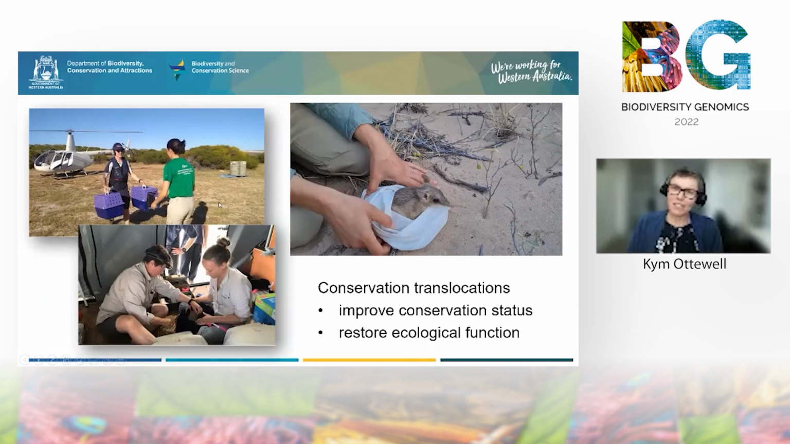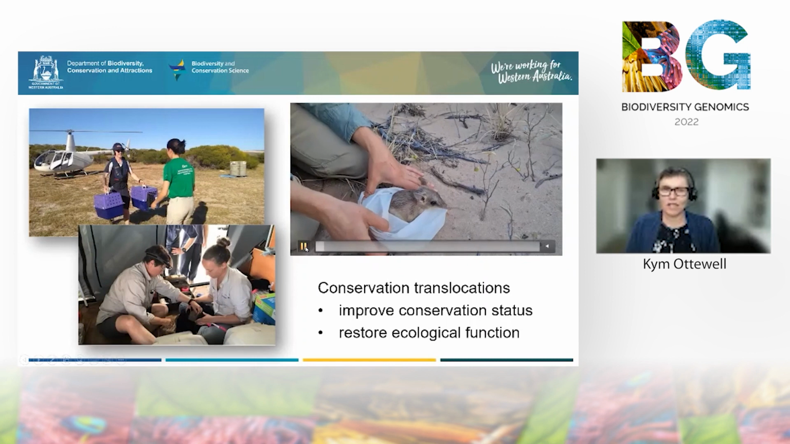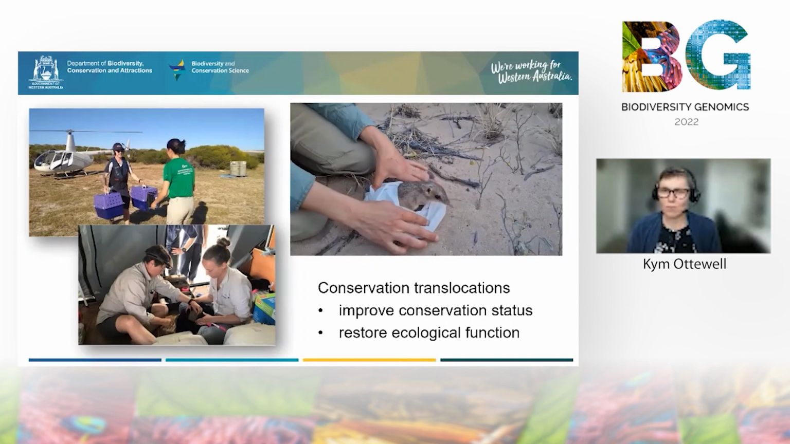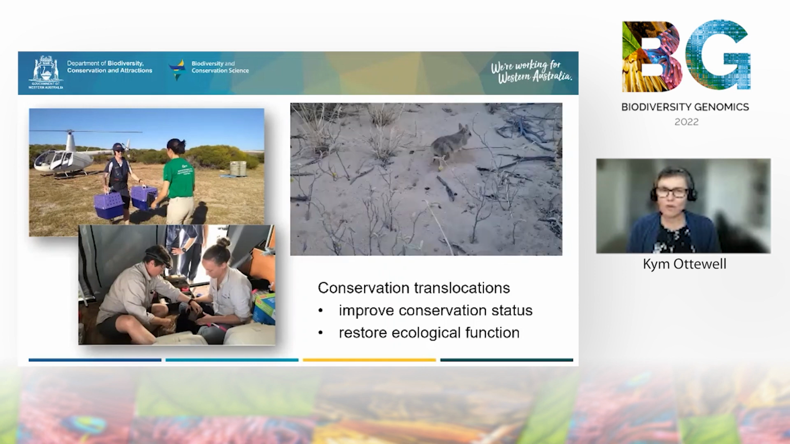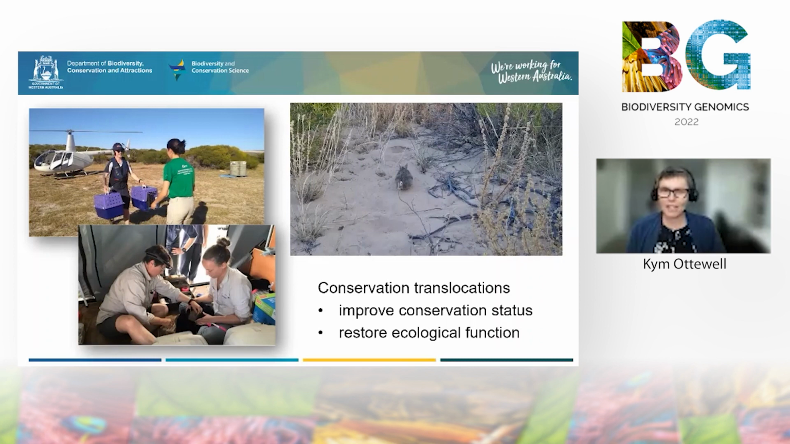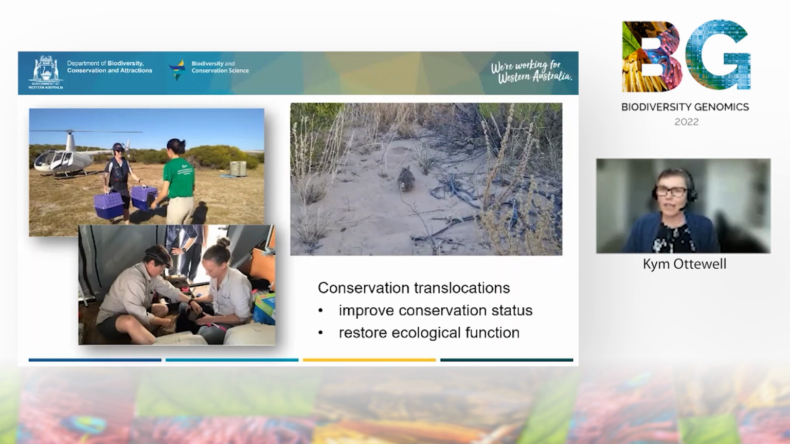One of the major conservation management actions that we undertake with threatened species in Western Australia is the use of conservation translocations that are used to improve the conservation status of threatened species by re-establishing populations within their former range or establishing new populations in terms of conservation introductions into refuges outside the species' former range. And we also undertake augmentations to existing populations. Typically, a secondary goal in many of our translocations is to restore ecological function into those degraded habitats by replacing some of those functional traits.